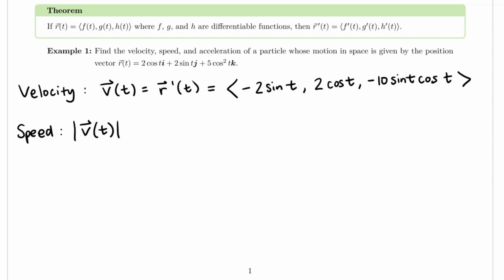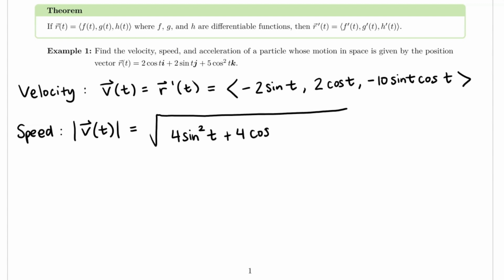All right, so now let's move on to the speed, which is the magnitude of the velocity vector function. And remember, for a vector, the way that we find the magnitude is by squaring each of the components and then adding them together and then taking the square root of that. So I have the square root. I'm going to square each of the components and then add them together underneath the square root. That gives me 4 sine squared t plus 4 cosine squared t plus 100 sine squared t cosine squared t.